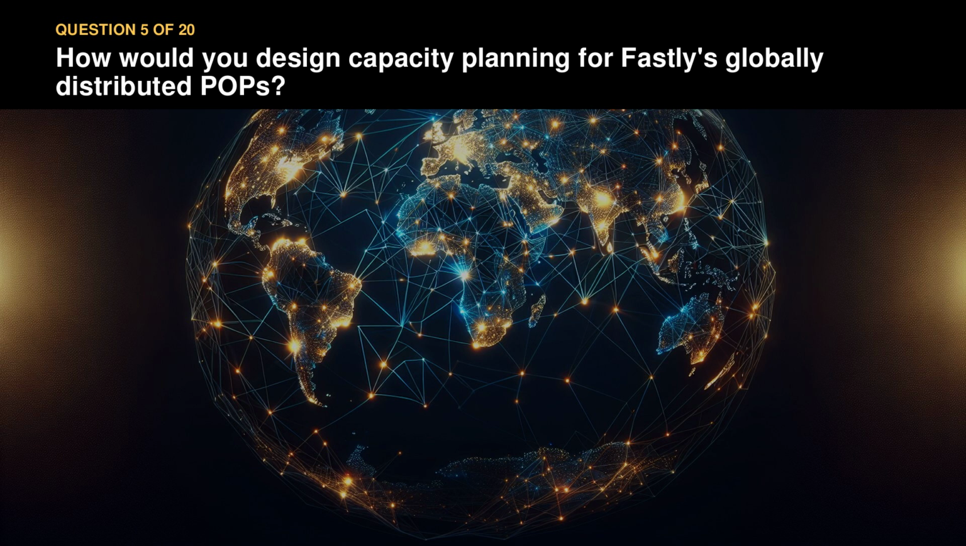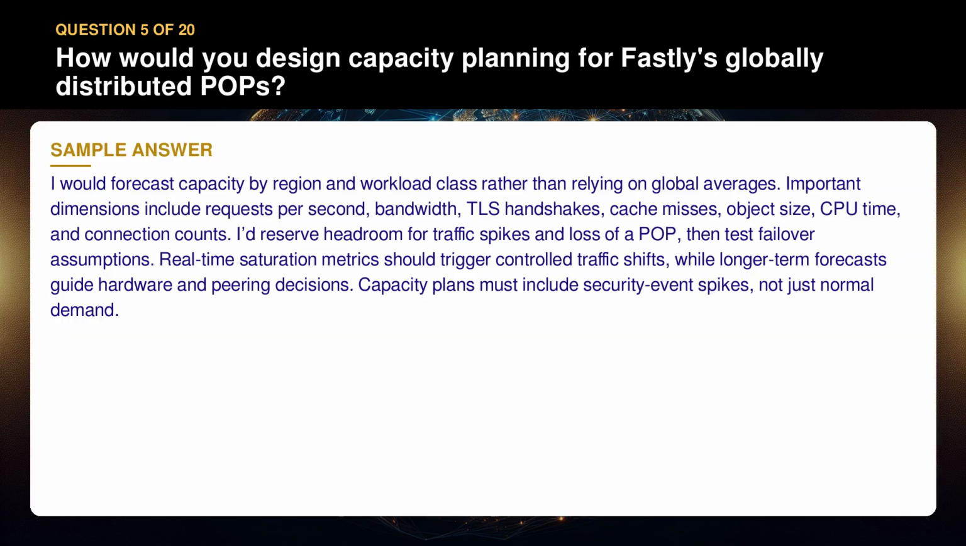Question 5. How would you design capacity planning for Fastly's globally distributed POPs? I would forecast capacity by region and workload class rather than relying on global averages. Important dimensions include requests per second, bandwidth, TLS handshakes, cache misses, object size, CPU time, and connection counts. I'd reserve headroom for traffic spikes and loss of a POP, then test failover assumptions.